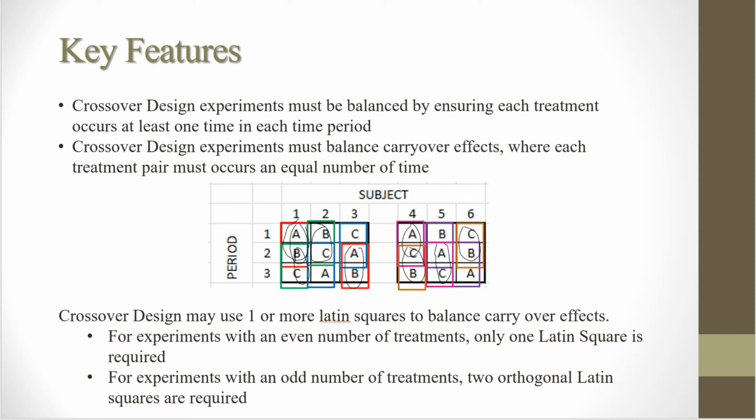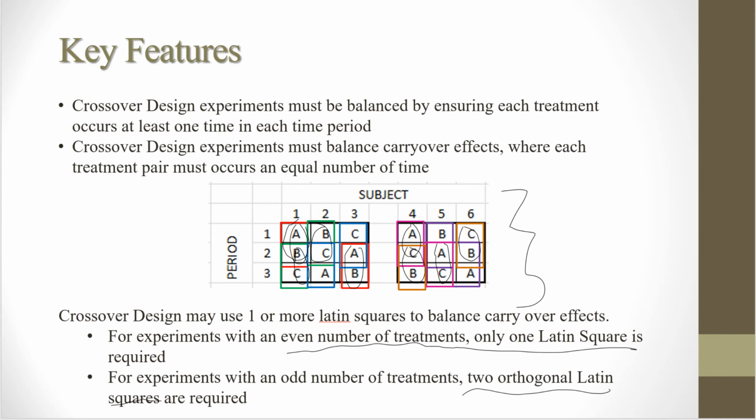To achieve that, crossover designs may use one or more Latin squares to balance the carryover effects, and it can be shown that experiments with an even number of treatments require only one Latin square, whereas experiments with an odd number of treatments, as is the case up here, require two orthogonal Latin squares.